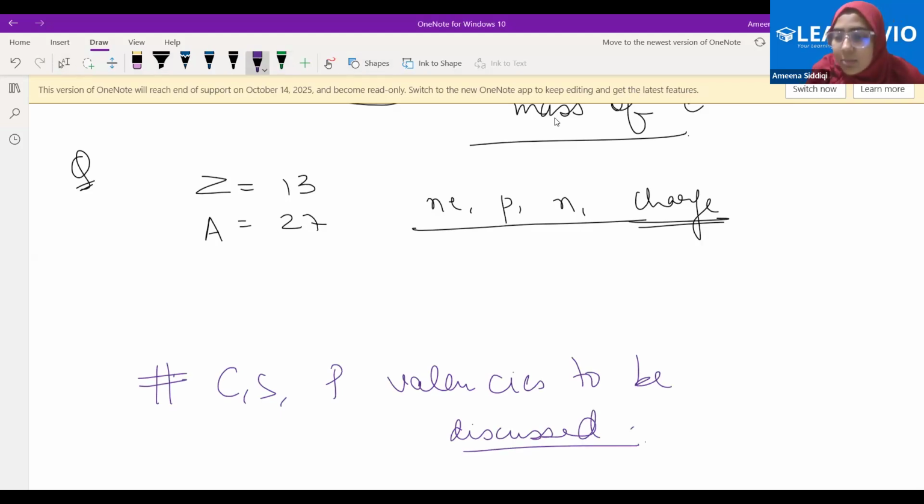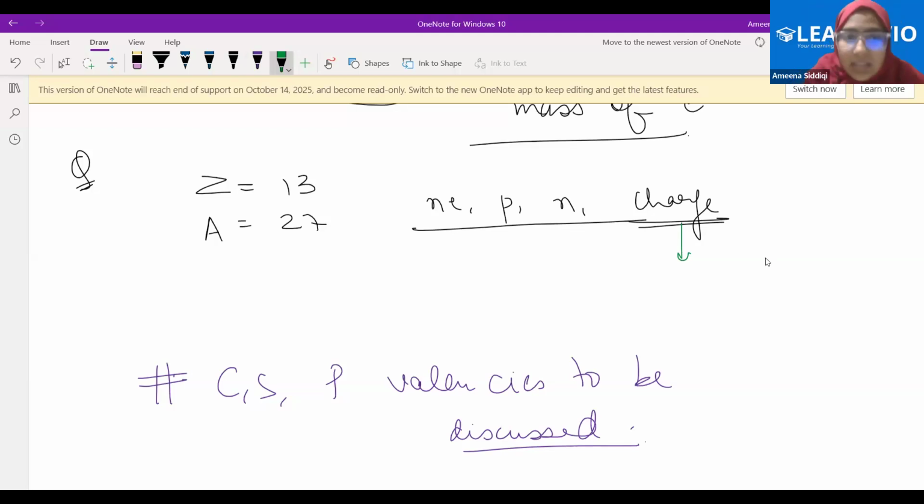Ali, just tell me the charge. The charge will be neutral. That's right. An atom having an equal number of electrons and protons will be neutral. But the question is trying to ask what charge it can attain.